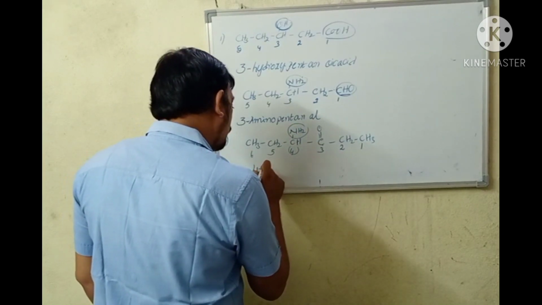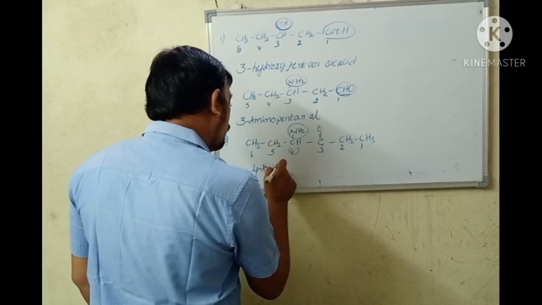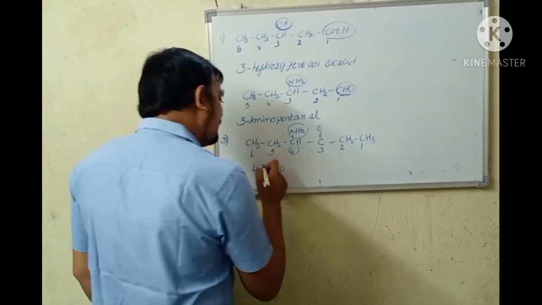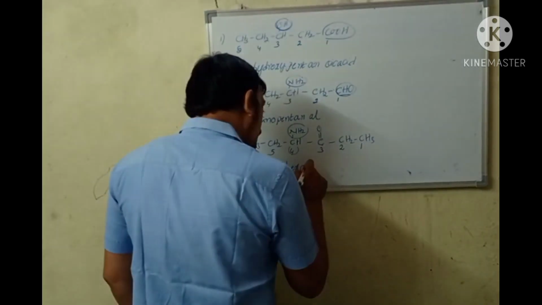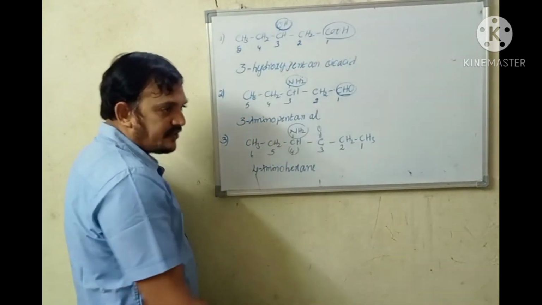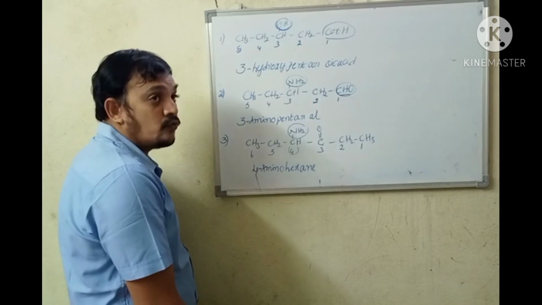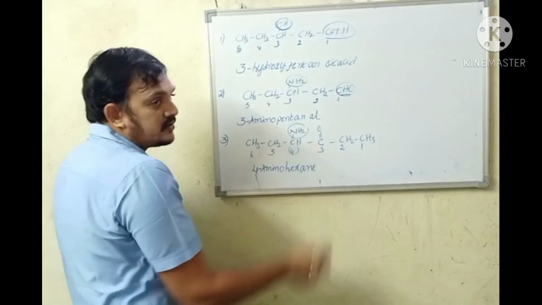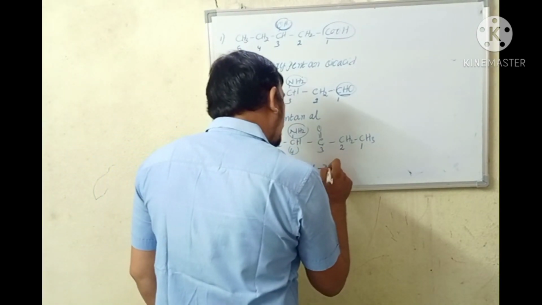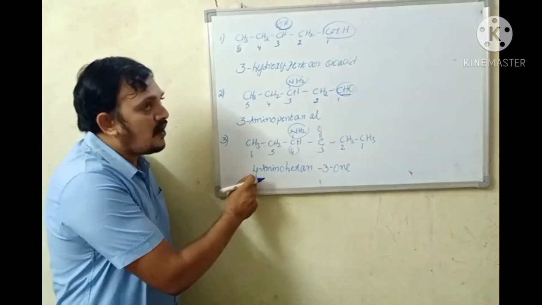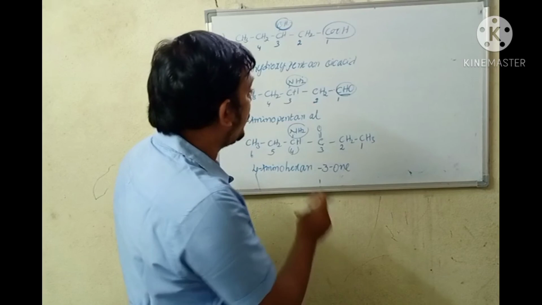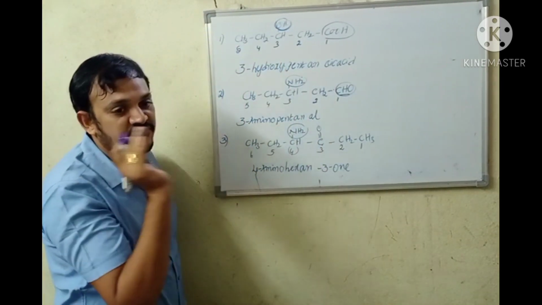So I'll write it as 4-amino. Root word will be hex, as 6 carbon atoms are there. Hex. And the secondary suffix will be ketone, one, attached at the third carbon atom. 3-one. The last E is taken out. 4-aminohexan-3-one is the IUPAC name of that compound.